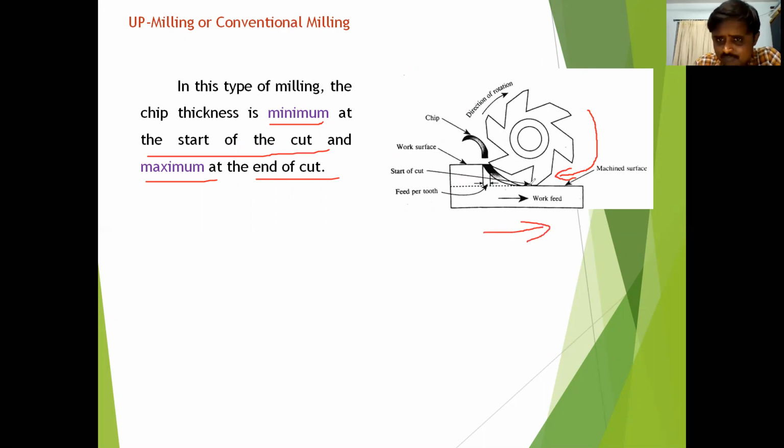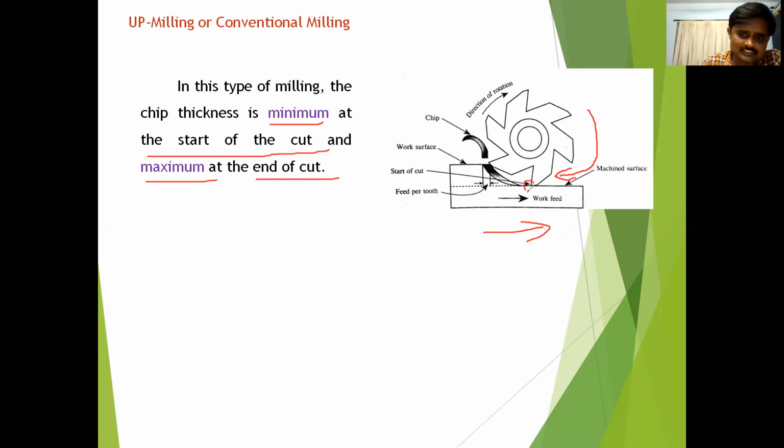Now if you observe, these are called the cutting tips, on the rotary cutting tool. So here, the chip thickness, how the chip is formed, how the material is removed. This is the starting point of the cut. Here the cutter tip, the cutting teeth, touch the workpiece.